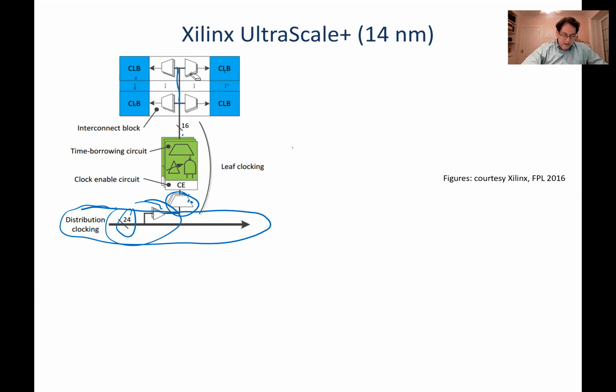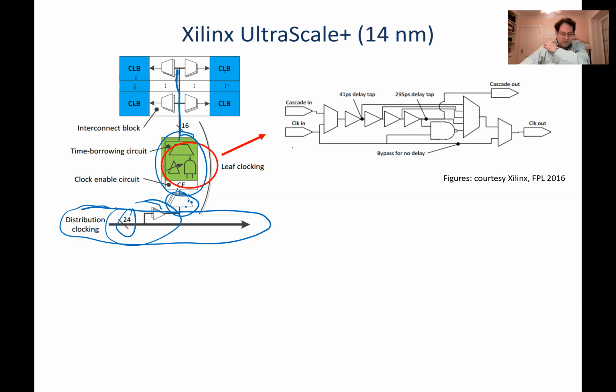But what they also did is they didn't just build muxes to select what clock they want to send on this final stage, this final rib. They also put in what they call a time borrowing circuit and a clock enable circuit. Okay, so they put a little bit of extra logic in there.